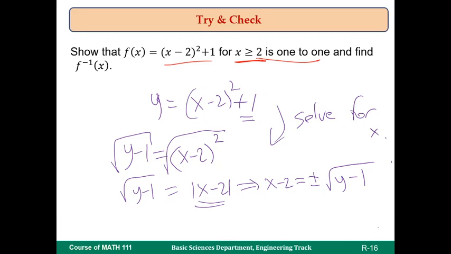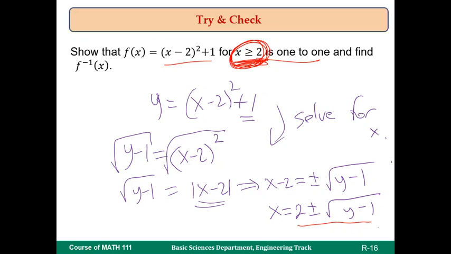Now we have 2 things here, like 2 plus minus square root of y minus 1. So which one should we take? This is the important question here. We look at the condition on x. x is bigger than 2. Which one is bigger than 2? Of course, we have to take the positive one in order to get bigger than 2.